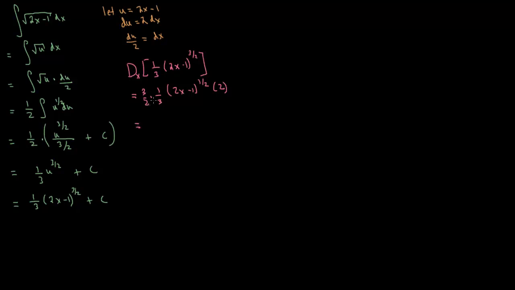So we have 3/2 times 2. 3/2 times 1/3 results in 1/2. 1/2 times 2 is just 1, and so we're left with just 2x minus 1 to the 1/2 power, otherwise known as the square root of 2x minus 1. So this works out nicely.